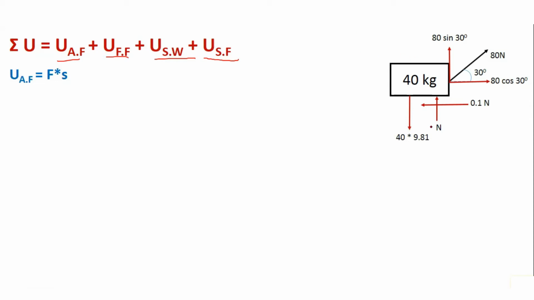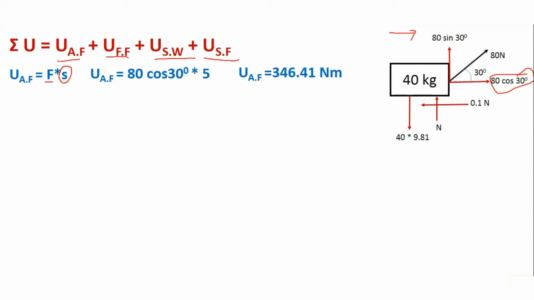Now you can see here the body is displacing in this direction, right hand side, and while studying the theoretical part, I said that we will consider the force responsible for the motion in that direction. For this direction, the only force available is 80 cos 30. So in place of F, I will write 80 cos 30, and in place of S, it is given to us in the question, it has displaced by 5 meters. I will substitute the values of F and S, and I will get the answer as: work done due to applied force is 346.41 Newton meter.